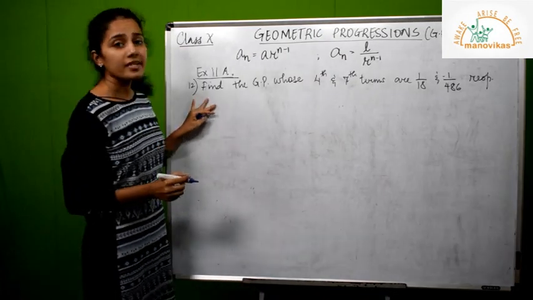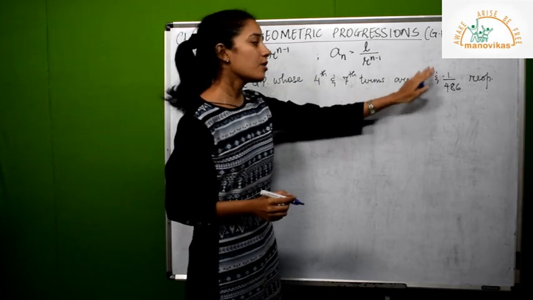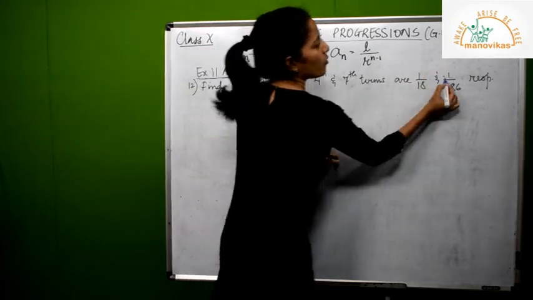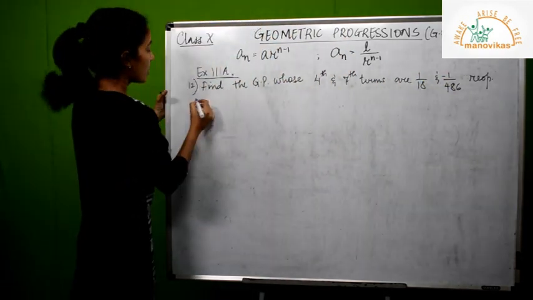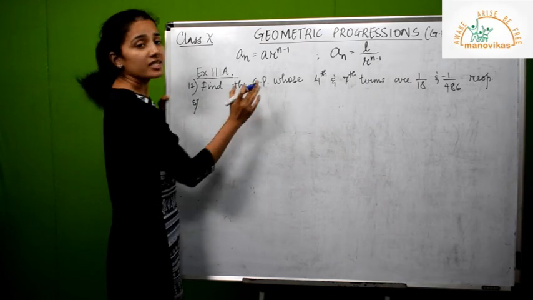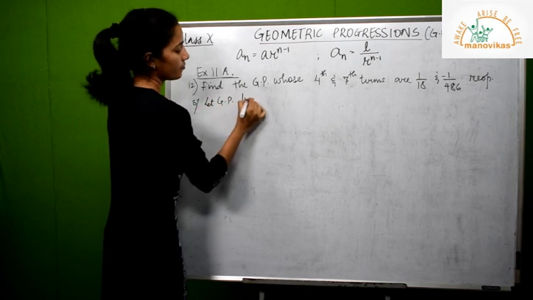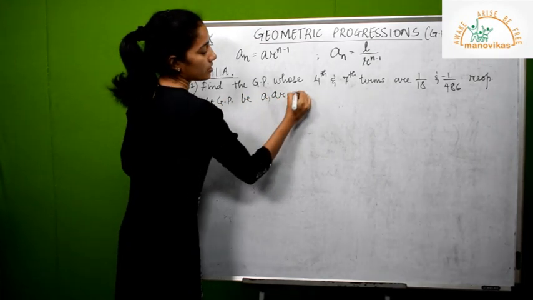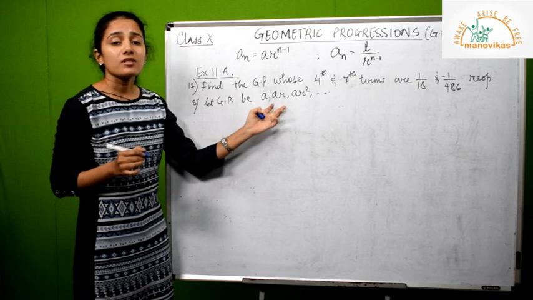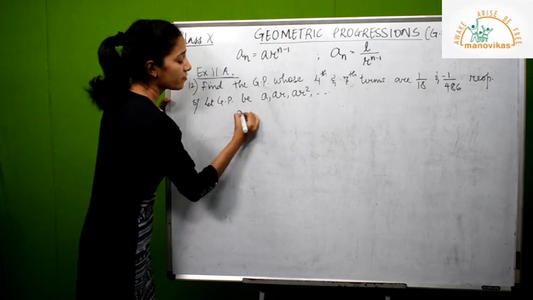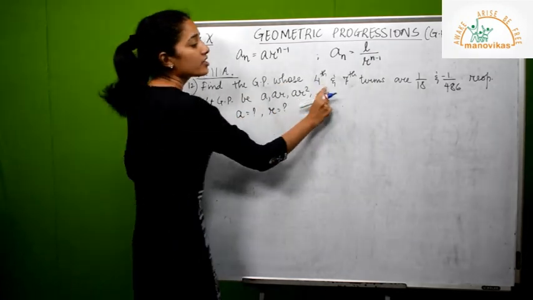Let us consider another example, problem number 12. You have to find a GP whose 4th and 7th terms are 1 upon 18 and negative 1 upon 486. Now in this case, to find the GP, let the GP be a, ar, ar square and so on. So what are the terms that are missing? You have to calculate first what is a and the common ratio. Now you are given two conditions here.